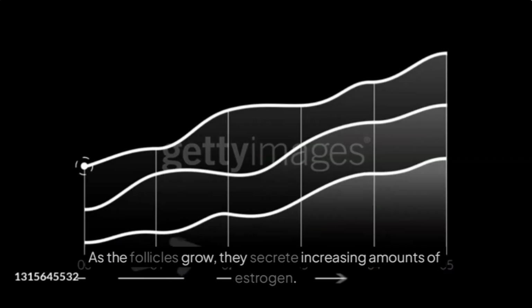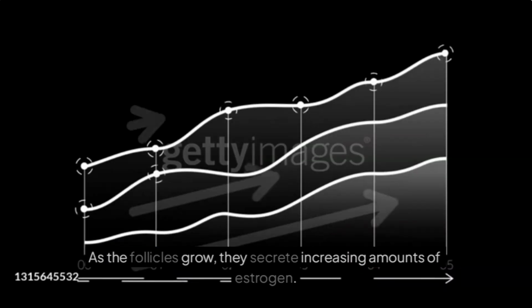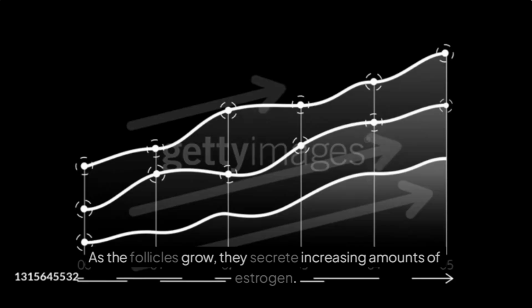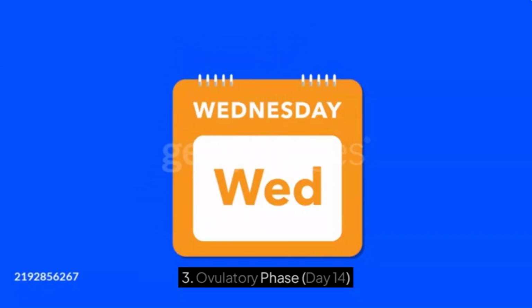As the follicles grow, they secrete increasing amounts of estrogen. 3. Ovulatory phase, day 14.